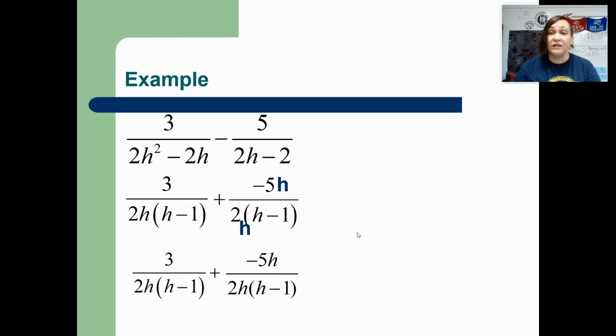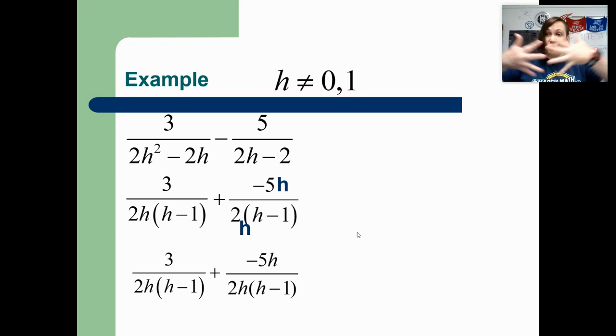At this point, since I've created my common denominator, I'm ready to write my restrictions. So from the denominator, the outside h, the 2h, that's going to be a restriction of 0. And then the parentheses is going to give me a restriction of the number 1. So my two restrictions are h cannot equal 0 or 1.